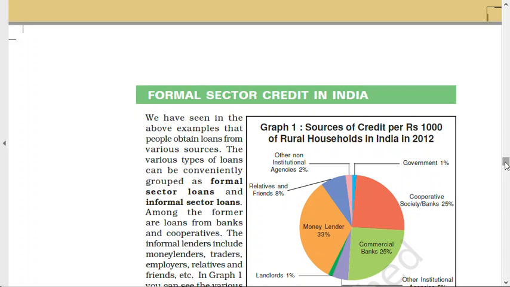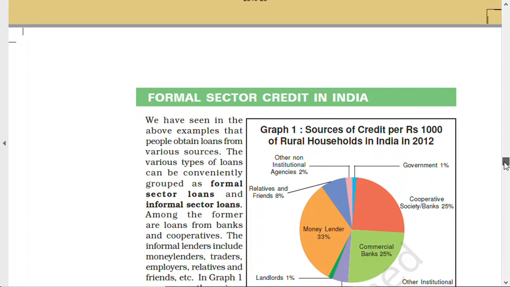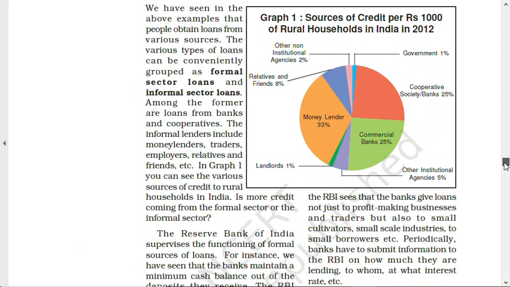Among the former are the loans from banks and cooperatives. So when you take a loan from the banks and cooperatives, that is called the formal sector of loan. And the informal lenders include money lenders, traders, employers, relatives, and friends. You have seen already in the case study that some farmers take a loan from the trader who gives them an advance, right? Some farmers take a loan from the money lender or the relative and all these things.